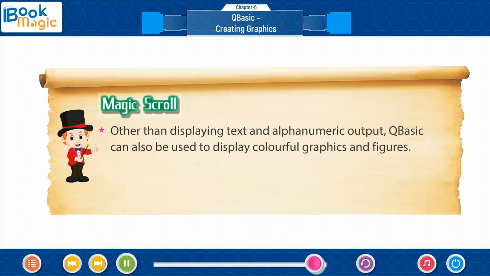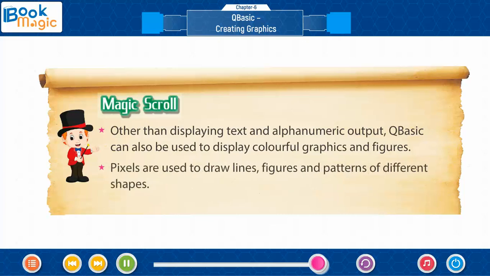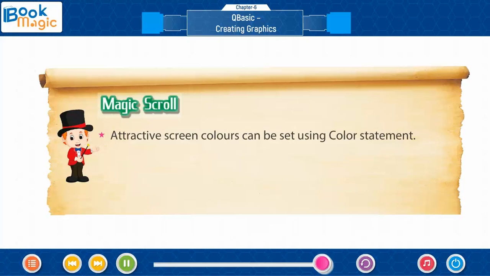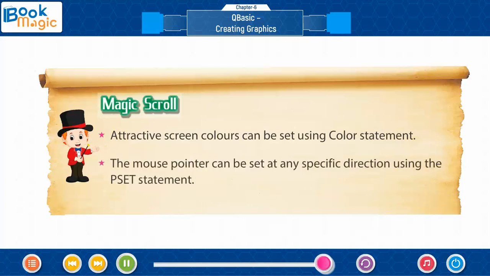Magic Scroll. Other than displaying text and alphanumeric output, QBasic can also be used to display colorful graphics and figures. Pixels are used to draw lines, figures and patterns of different shapes. There are different screen modes in QBasic. Attractive screen colors can be set using the COLOR statement. The mouse pointer can be set at any specific direction using the PSET statement.